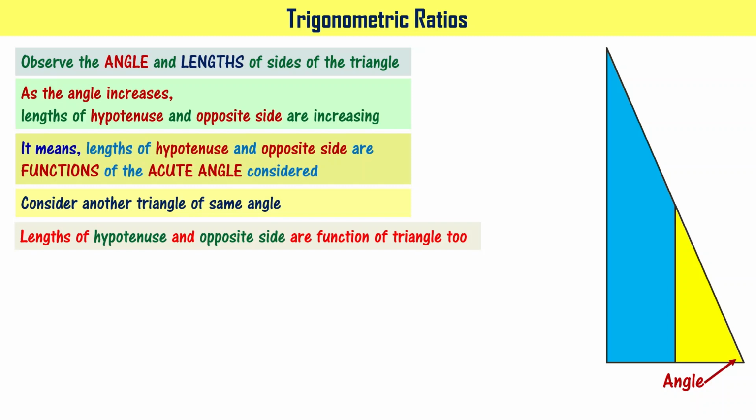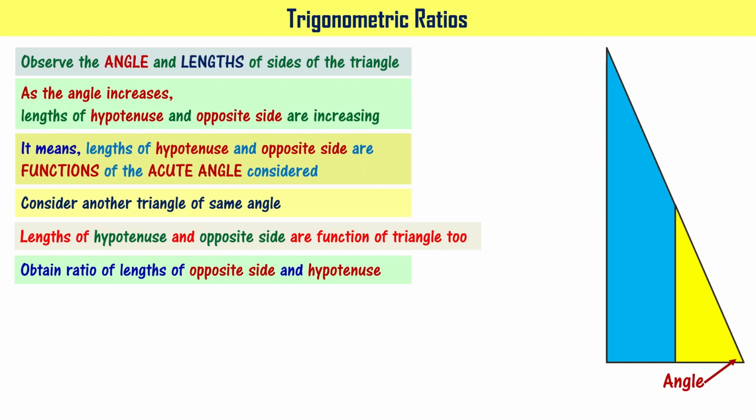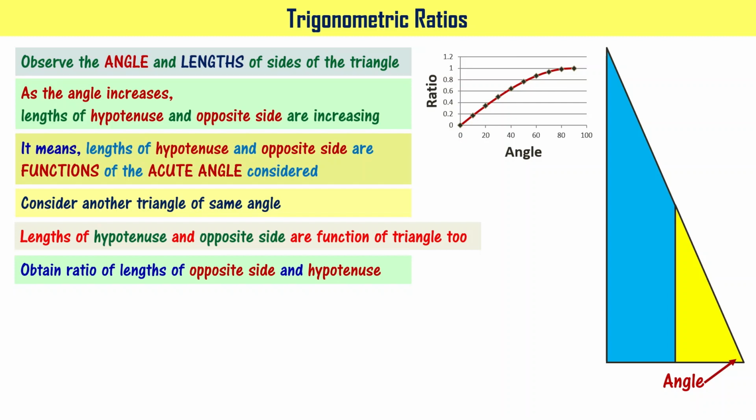That's why, instead of considering lengths of opposite side and hypotenuse independently, we take ratios of them. Let's obtain the ratio of lengths of opposite side and hypotenuse. If you plot that data, you get a figure like this. As the angle changes from 0 degrees to 90 degrees, the ratio increases from 0 to 1, right? And another interesting point about this particular ratio is that it is only a function of angle and independent of the right triangle you consider. It means the ratio is a function of angle only and unique for all right triangles. Please take a note of that.